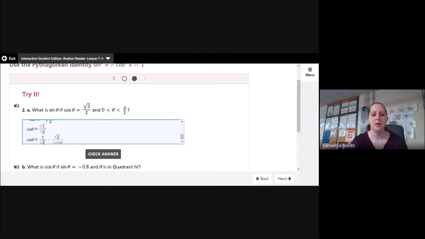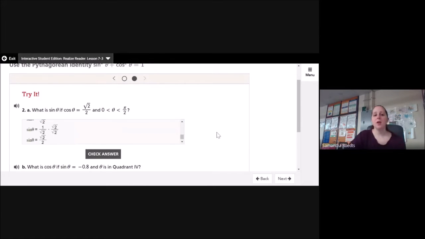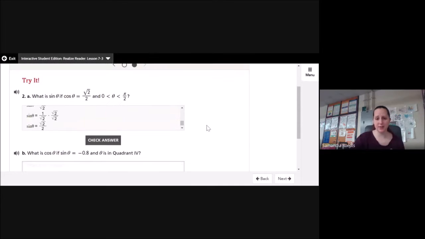I'm just getting that square root out of the denominator, which we don't like in the denominator. It's just not great. So when I do that, I get the square root of 2 over 2. So if you didn't know that sine theta is square root of 2 over 2 and cosine theta is square root of 2 over 2, you can still use the Pythagorean identity and get the same answer.